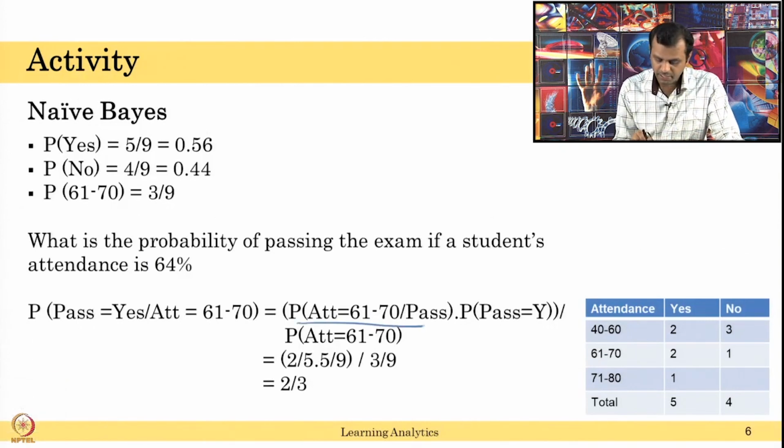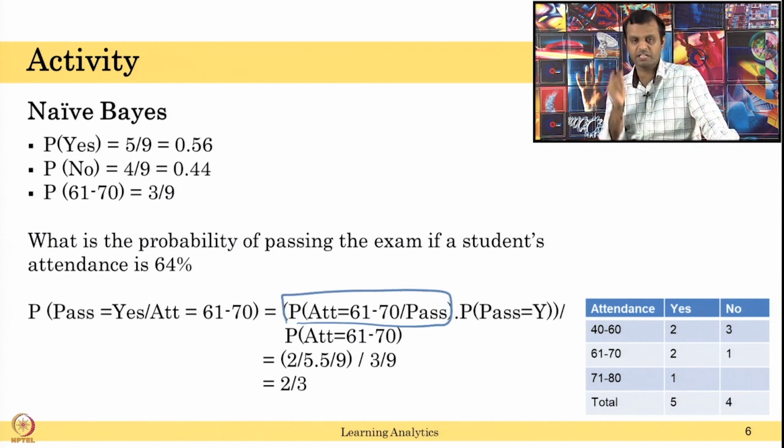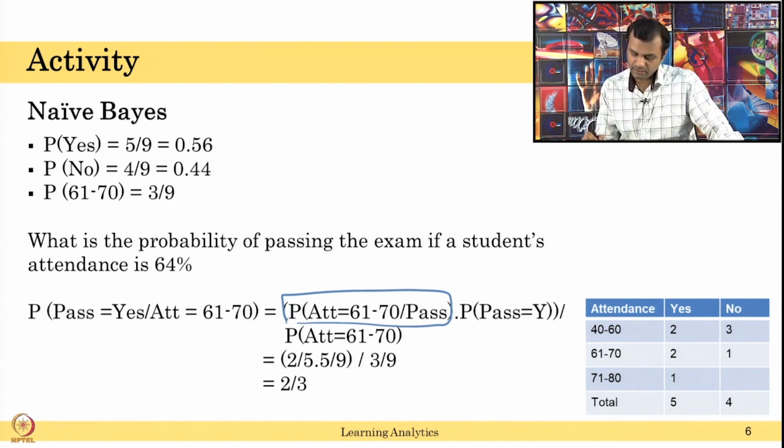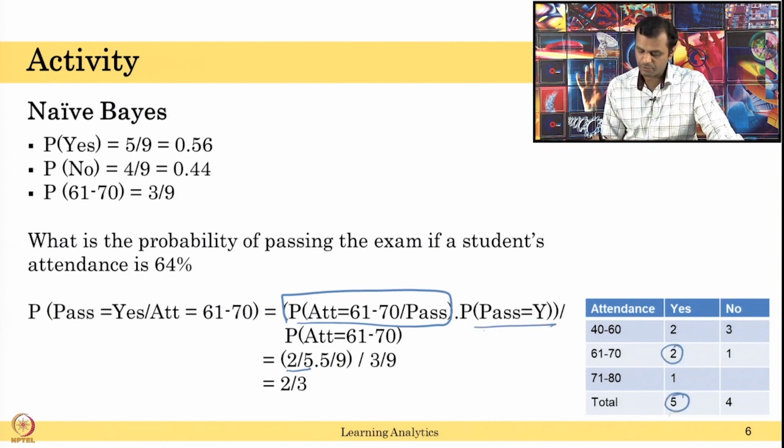So this probability, probability of attendance 61 to 70 given the student passed the exam: there are 5 students who pass the exam, and of them 2 are in the attendance 61 to 70 bracket. So that is 2 by 5, okay. This is exactly 2 divided by the total number 5, and the probability of pass we have computed already, 5 divided by 9.